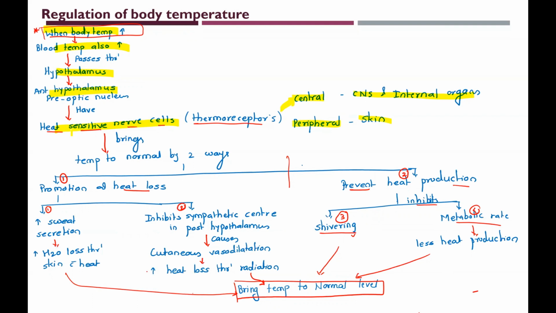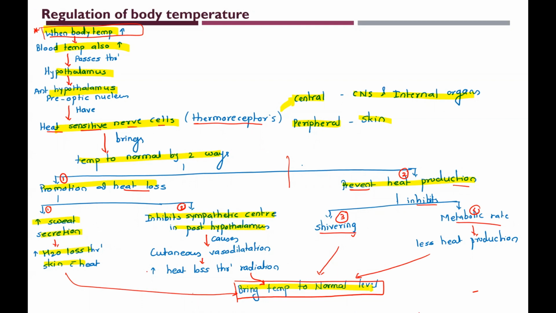So when these thermoreceptors sense that the blood temperature is increasing, they will try to bring the temperature to normalcy in two ways. First, it will promote heat loss. Whatever heat is generated in the body, it will try to expel that heat out of the body. And second, it will prevent heat production. So it will promote heat loss by increasing sweat secretion and by inhibiting the sympathetic center in the posterior hypothalamus. Okay, so when the sweat secretion increases, excess water and heat are lost from the body, and this is one effort to bring temperature to normalcy.